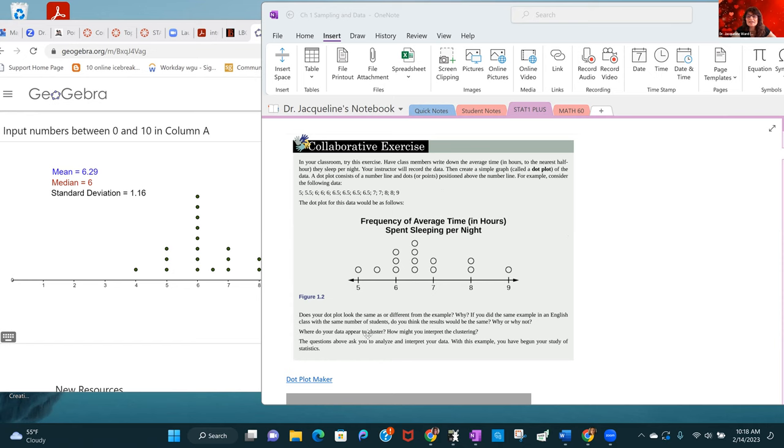Okay, so where do your data appear to cluster? We've already kind of talked about that, right? It seems to cluster around the six. And how might you interpret the clustering? That's the most common response, right? Most commonly, students are getting around 6 hours of sleep per night, which is really unhealthy, you guys. We need more sleep. We need more sleep. Okay, talking for myself again.